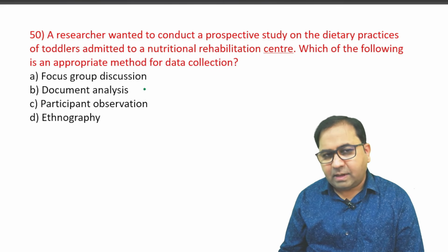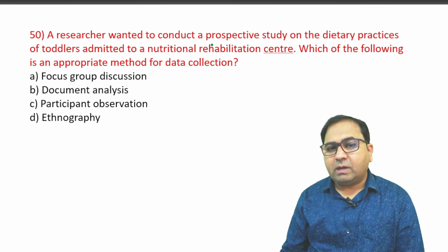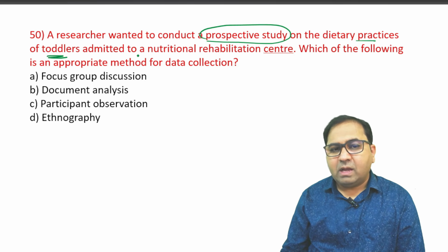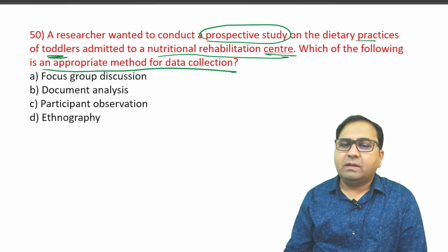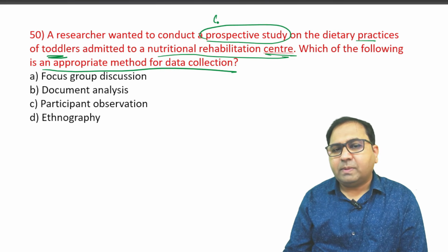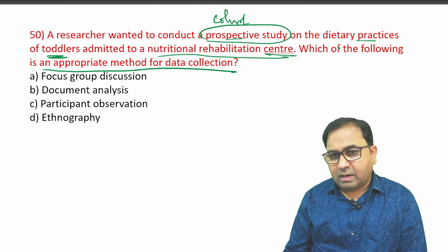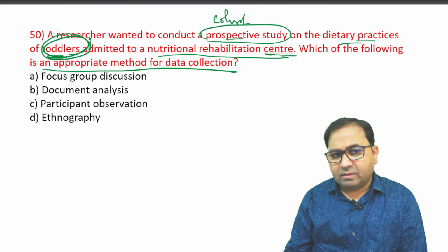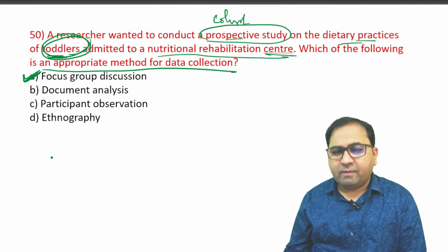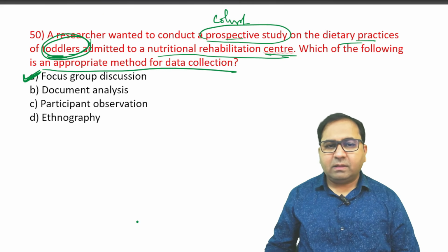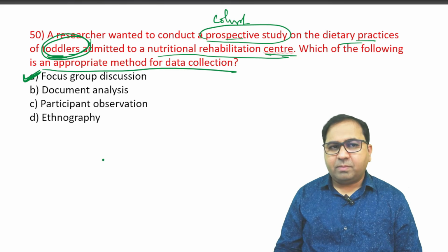The last question of this chapter: a researcher wanted to conduct a prospective study on dietary practices of toddlers admitted to the nutritional rehabilitation center. Which of the following is an appropriate method for data collection? See, you are conducting a prospective cohort study on dietary practices of toddlers. So many mothers will be involved. Therefore it is a focus group discussion. The answer will be focus group discussion. Now with this we complete this chapter in the basic course in biomedical research.